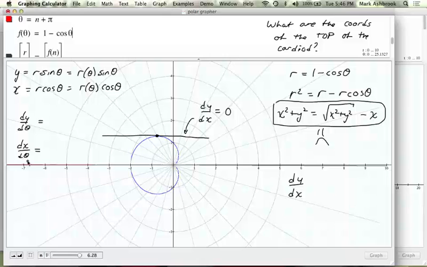If we had dy d theta and dx d theta, yeah. If we took this derivative dy d theta divided by this one, it would be dy dx. So how do we do dy d theta? How are we going to do dy d theta? r is a function of theta times sine theta. How are you going to take that derivative?